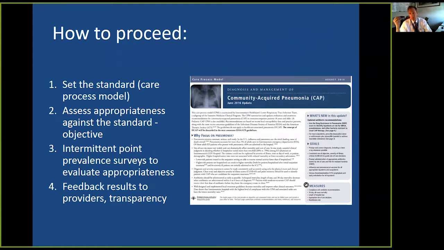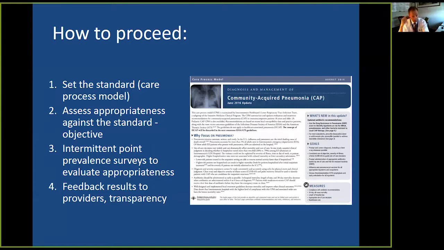Okay, so in terms of moving forward with appropriateness, first thing you have to do is set the standard. Okay, you have to define what appropriate is in your facility. You can never tell somebody that they're doing it wrong unless you told them how to do it correctly. And so once you've set the standard, then you can assess the appropriateness against that standard, and you can be objective. Because then you can go back and say, I'm going to review 5 cases of pneumonia in the past 2 months and see if they were treated in accordance with our care process model or our algorithm. And if they weren't, what components of that were non-compliant?